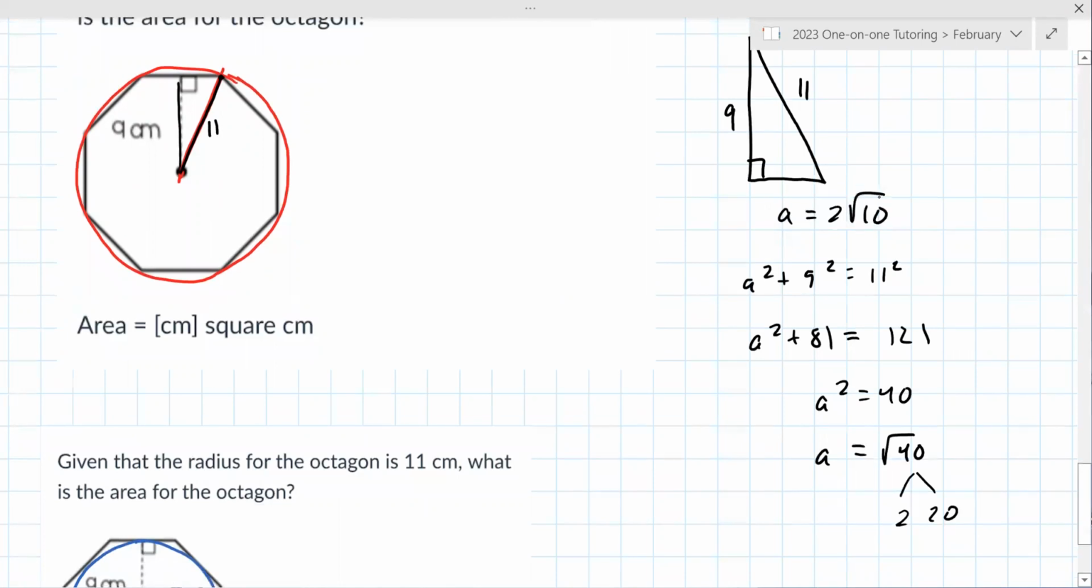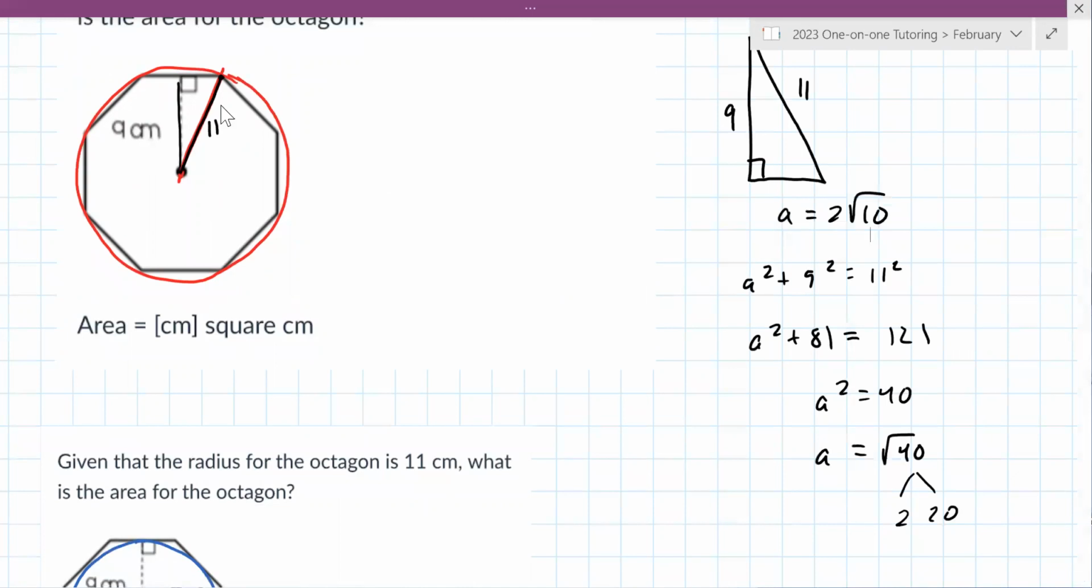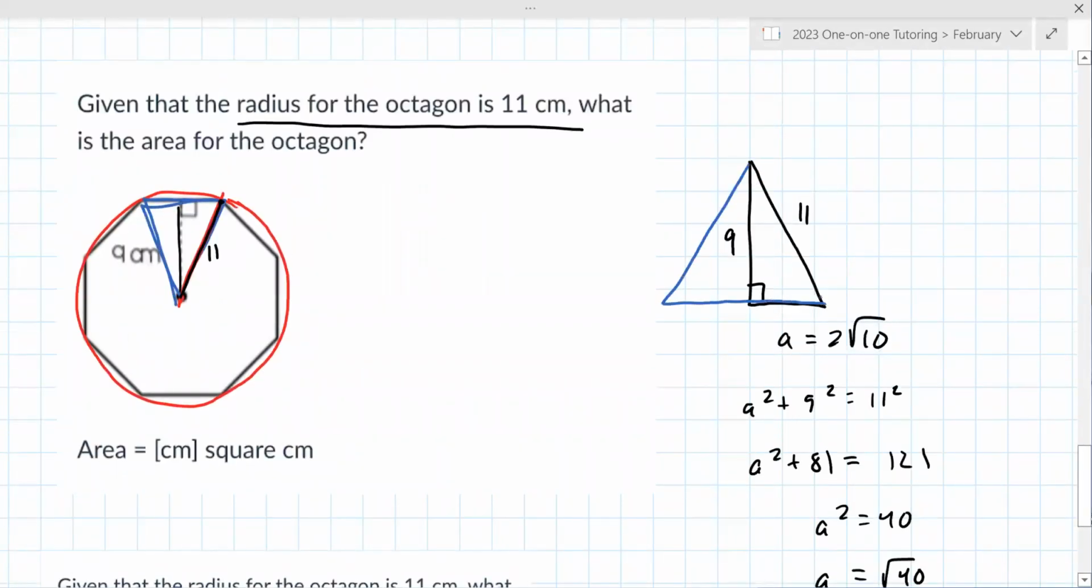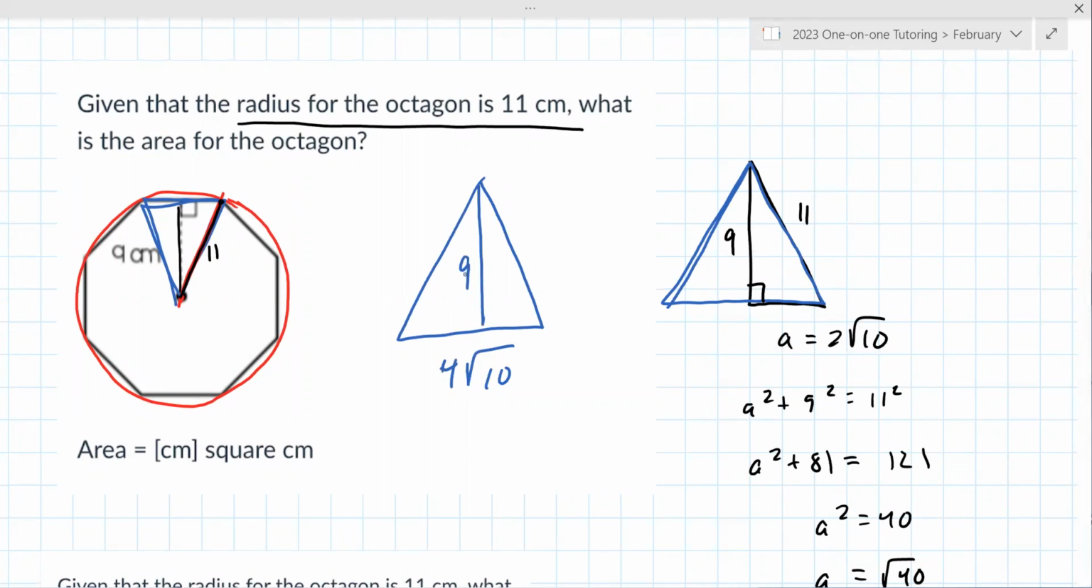Now, if we just go back to our figure here, what we really want is this full triangle that I've drawn in blue. And that's just the other side of this one. Okay, so I just double it. Yes. So if we draw it without that thing in the center, the base is 4 square root 10 and the height is 9. So how would I use that to get the full octagon though? Well, how many triangles are there in the octagon? 8. So we find the area of one and multiply by 8.